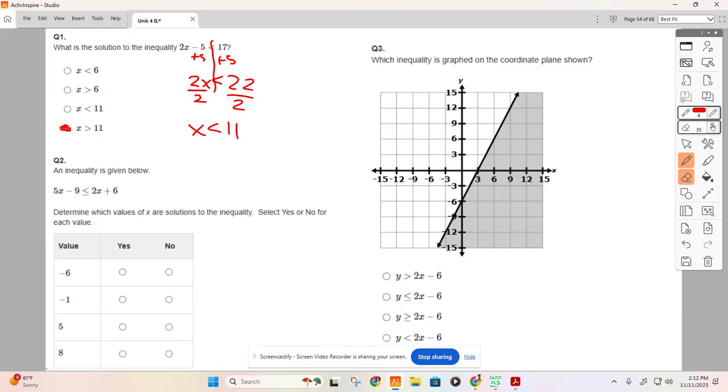Wait, I got it. Me too. Oh, it is C. Oh, really? My bad. I marked the wrong one. It's x is less than 11 here, C.